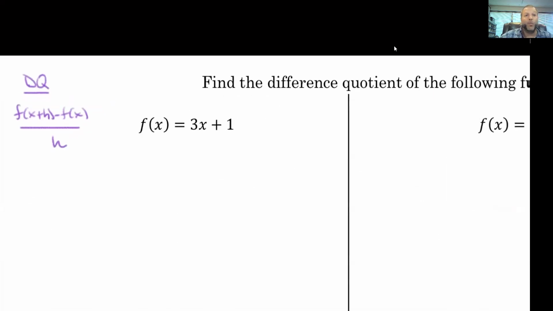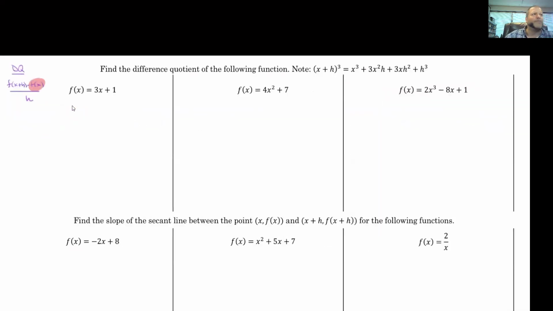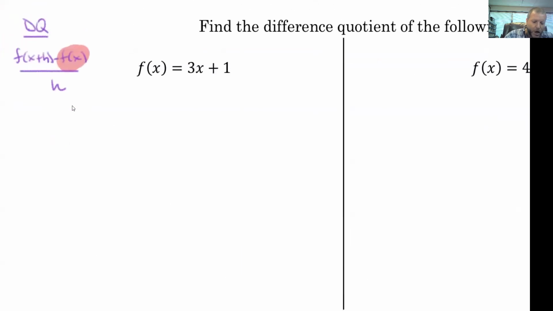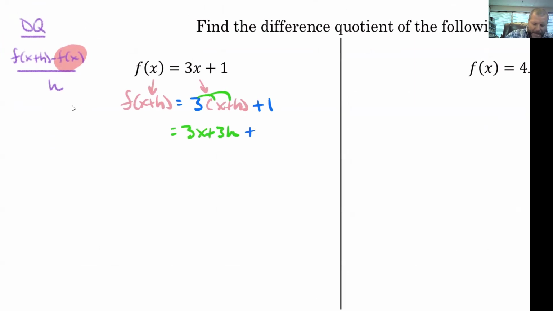Right, so with difference quotients, we always know what f of x is. This f of x part is always going to be something that we're given in the context of the question. I'm going to do this top row first. A good way to attack these is to first find f of x plus h. Remember, we're just replacing every x with an x plus h. In this first situation, f of x plus h is going to be 3 times x plus h plus 1. I want to distribute a little bit. If I give this 3 to both terms, I'm going to get a 3x plus a 3h, and I still have that 1 hanging out on the end.